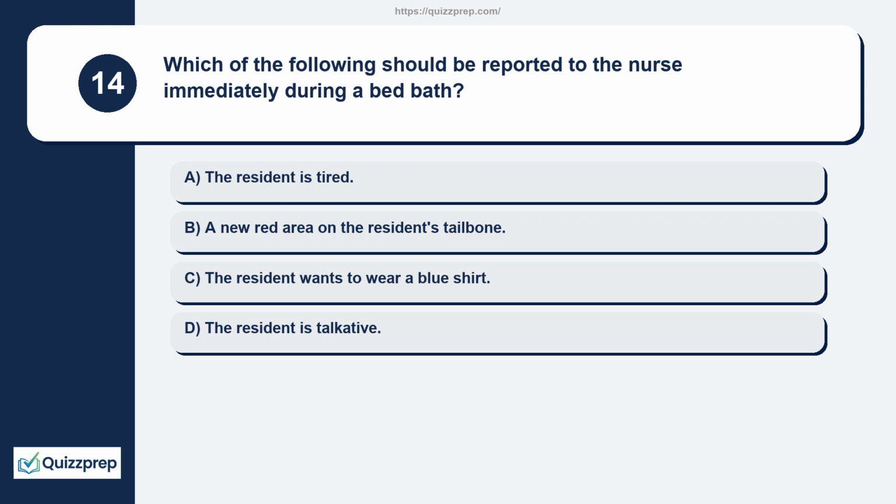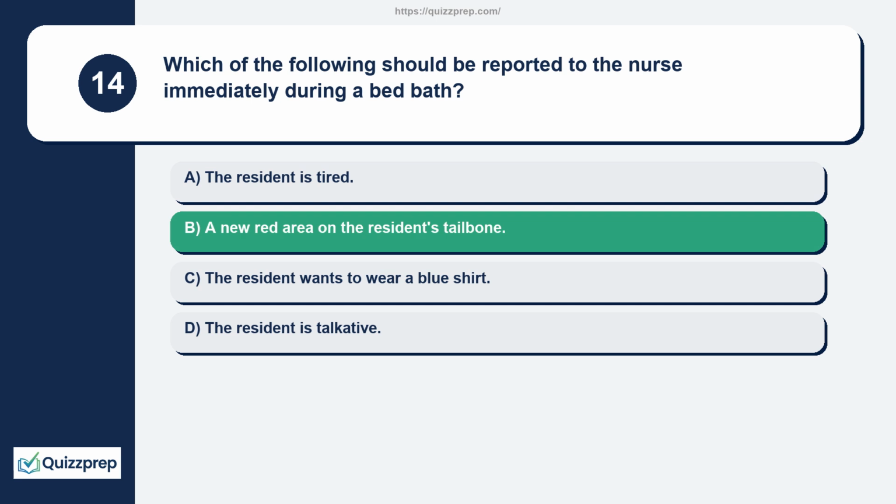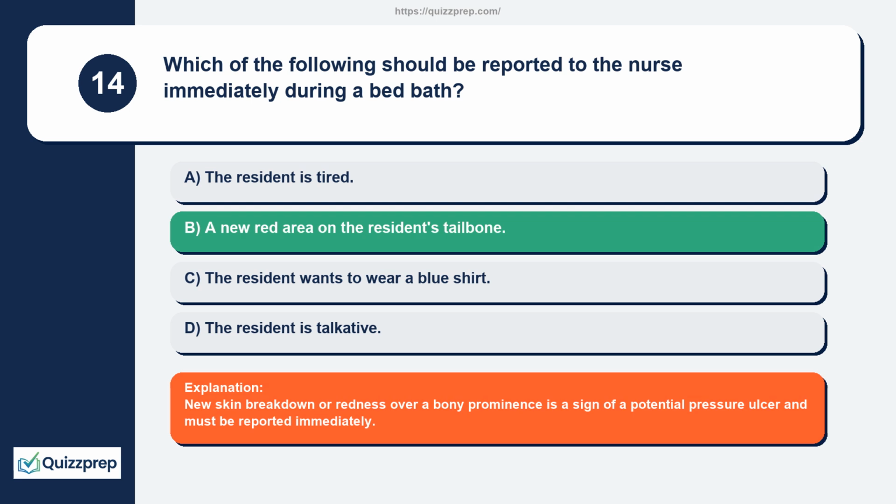Question 14. Which of the following should be reported to the nurse immediately during a bed bath? The resident is tired. A new red area on the resident's tailbone. The resident wants to wear a blue shirt. The resident is talkative. New skin breakdown or redness over a bony prominence is a sign of a potential pressure ulcer and must be reported immediately.